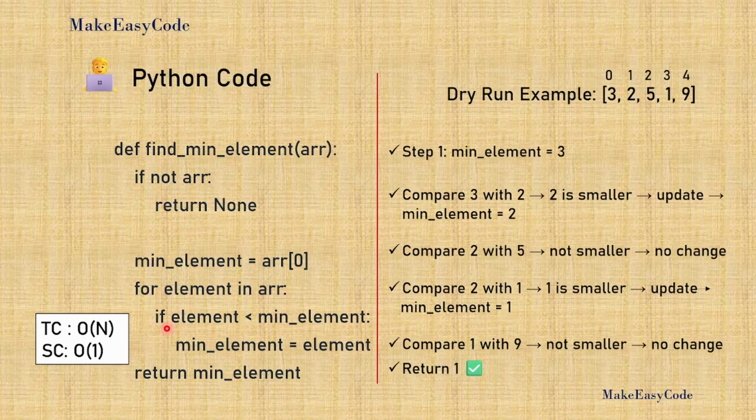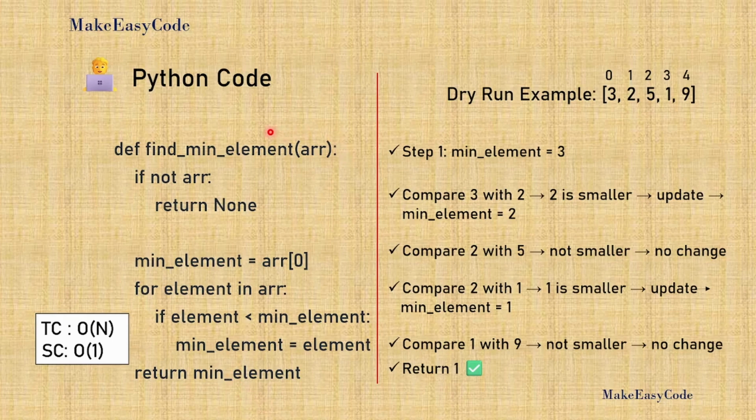After that we have a condition: if the element is less than the min element. Suppose the element is index 1; if index 1 is less than the min element, as we clearly see here, we initialized array of 0 as the min element. If we compare index 1 with index 0, we can clearly see index 1 is smaller than 3, so the minimum element will be updated as index 1, which is 2. Likewise we'll iterate all the elements and return the min element.